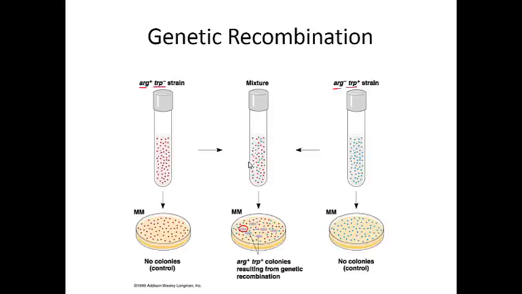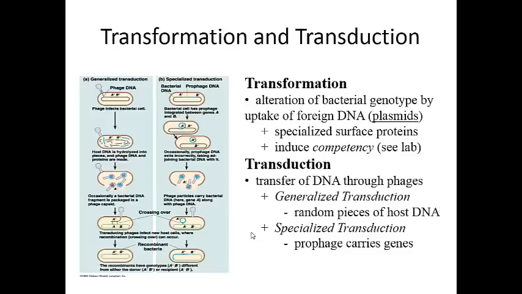However, when you put these two strains together, you can see that colonies do form. In order for those colonies to form, they need to have the genes for both arginine and tryptophan. So in order for this to take place, genetic information must have been transferred between those two strains of bacteria. Here we see three different methods by which that genetic information can be exchanged. One is through the process of transformation. Transformation is when a bacteria takes in plasmids from their environment.